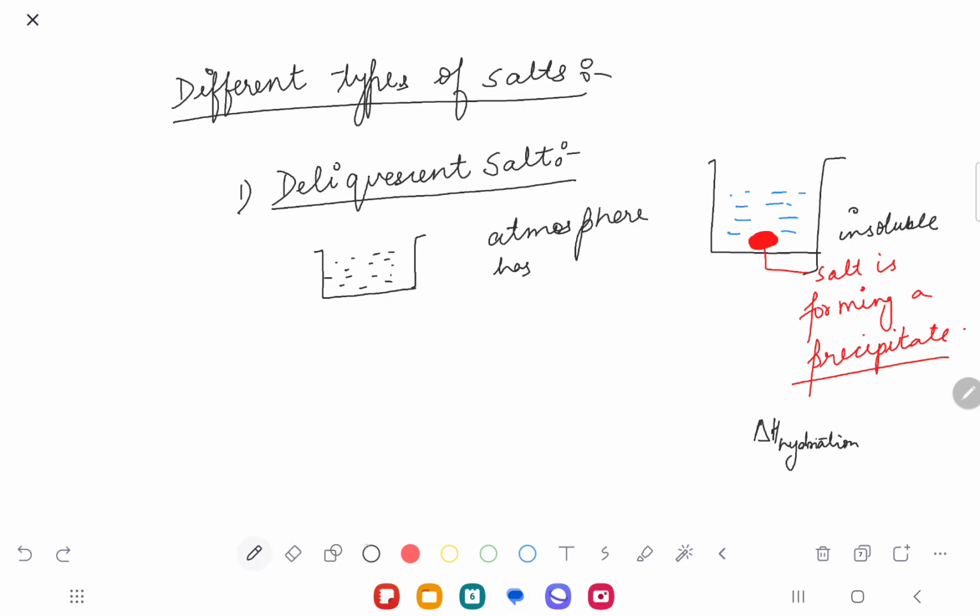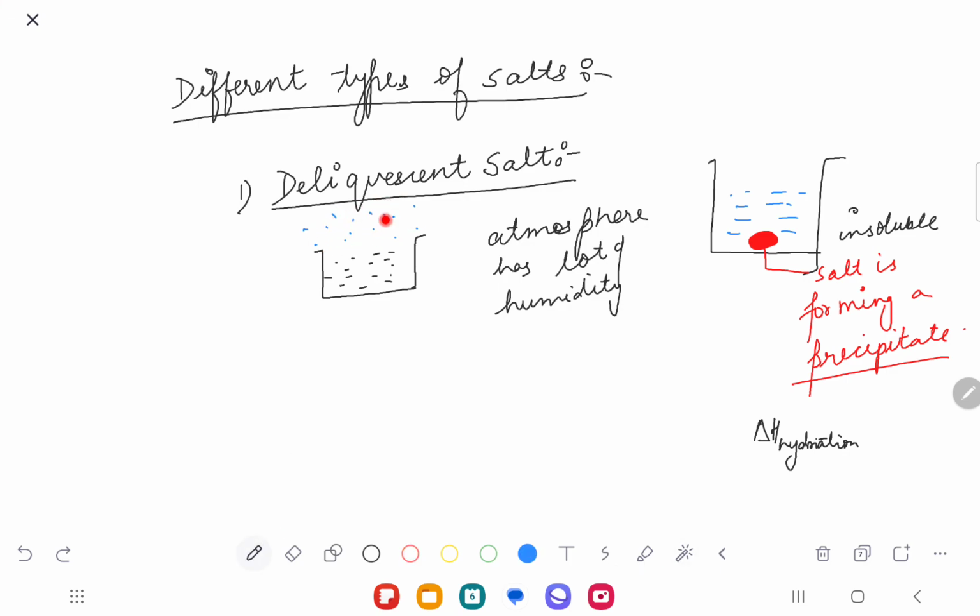Yes or no? And deliquescent salts would mean the atmosphere has a lot of humidity. So even if you just place it in the open atmosphere, whatever the water vapors are there above it, it is going to absorb all of those molecules into it. You understand?